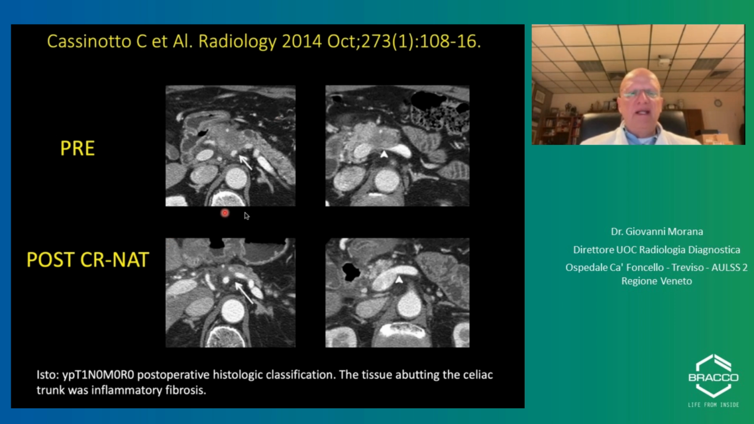So, very easily, pre-neoadjuvant therapy, after neoadjuvant therapy, solid tissue around the vessel, hollow signs. This patient had an R0 resection.